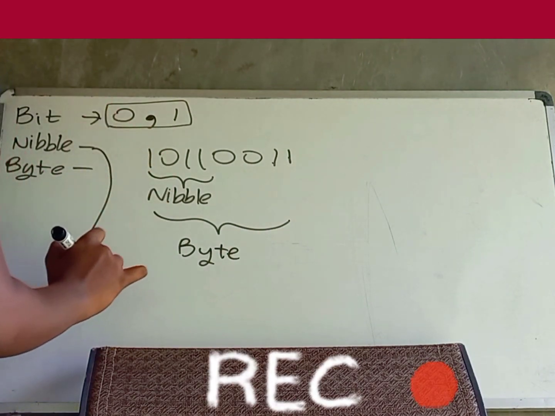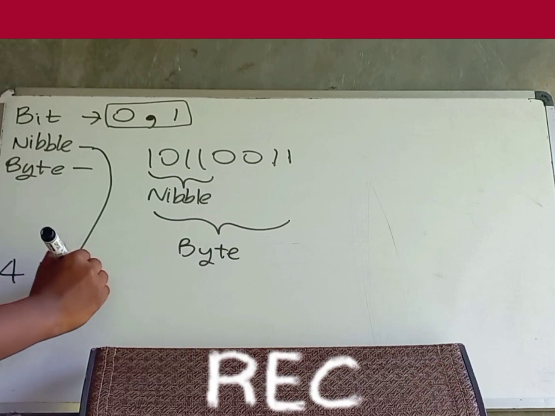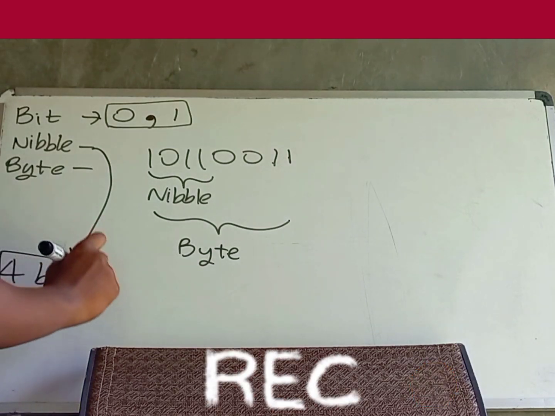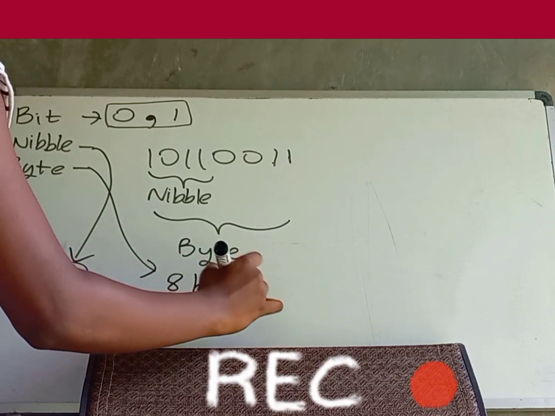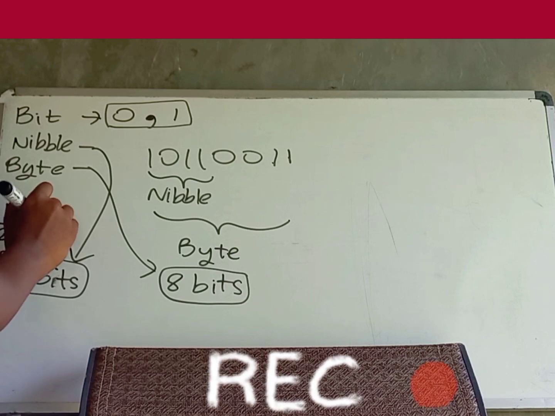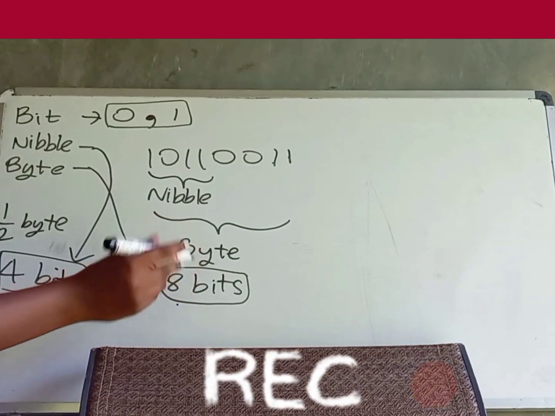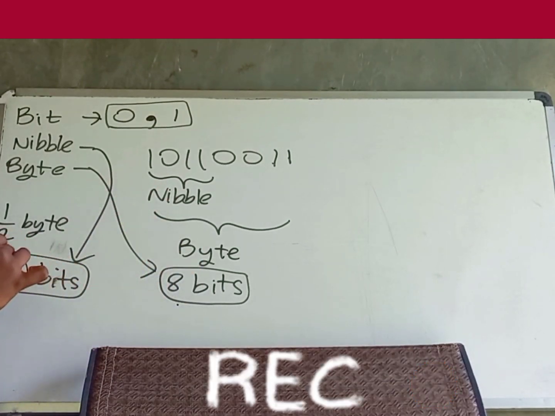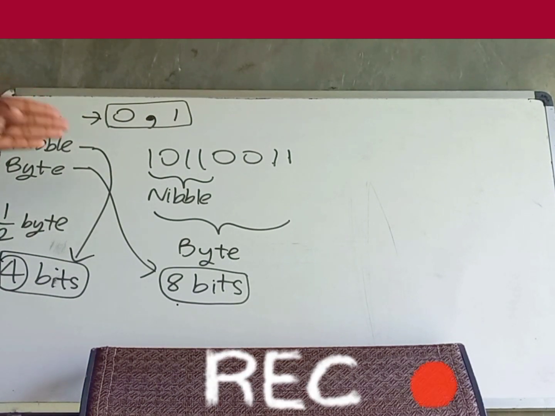So what is a nibble? 4 bits is called a nibble. What is a byte then? 8 bits. So you can say a nibble is 4 bits or half a byte, because a byte consists of 8 bits, and when you divide it by 2 you get 4. So a nibble is 4 bits or half a byte, and a byte is 8 bits.